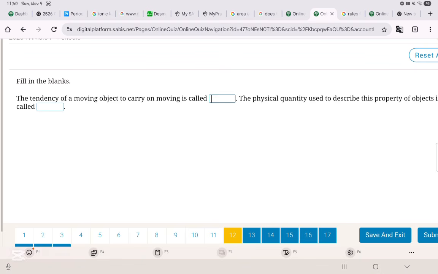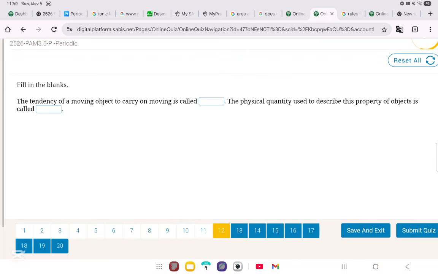The tendency of a moving object to carry on moving is called inertia. So if it's moving, it continues moving at a constant speed. This is inertia. If it's at rest, it continues staying at rest, it's inertia. Now, this is all based on Newton's first law. What does Newton's first law state? It states an object at rest remains at rest, and an object in motion remains in motion at a constant speed in a straight line unless acted upon by an unbalanced force.